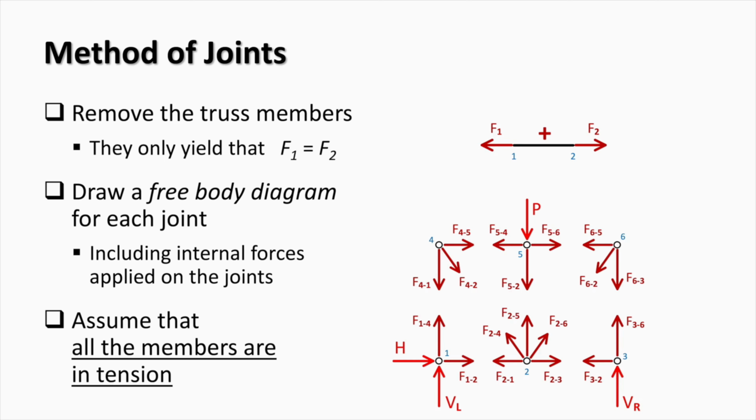This leads to free body diagrams of each joint with external and internal forces applied. As can be seen, each joint is loaded by a concurrent system of forces. The internal forces are the unknowns. As a result, the solution of the truss is reduced to a set of simultaneous solutions of several concurrent systems of forces. In the solution of these systems, it is convenient to initially assume all truss members are in tension.